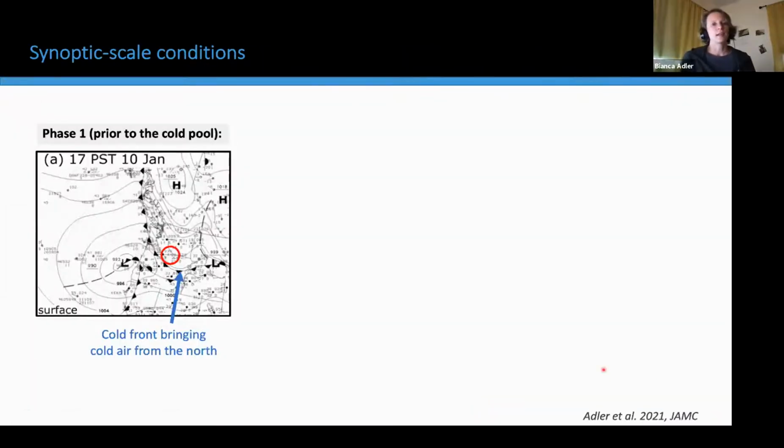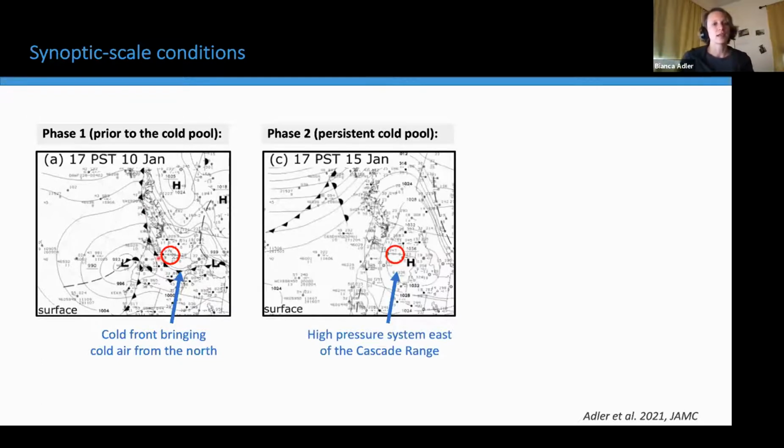All right, so before we dig into the observations of the cold pool using the ground-based instruments, just a brief overview of the synoptic scale conditions. The red circle here indicates the location of the Columbia River Basin. Prior to the actual cold pool formation, we had a cold front bringing cold air into the area from the north, which you can see here. Then after that, a high pressure system established east of the Cascade Range, and these are conditions favorable for persistent cold pools. And this high pressure system lasted for several days.